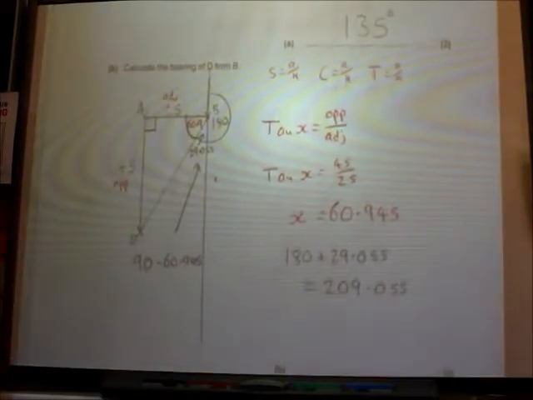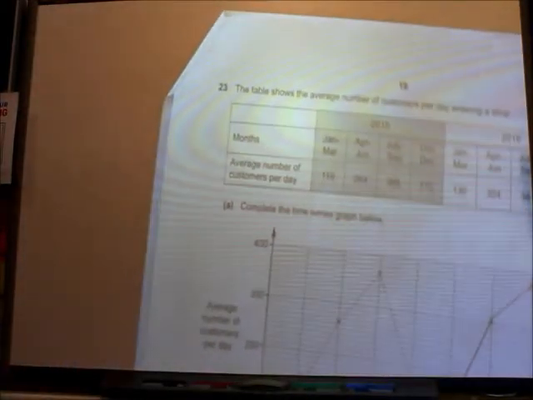It's really horrible, really fiddly, really nasty. But if you're good at trigonometry and you're pretty good at bearings, it's worth having a shot. Alright, we're getting near the end now, just 2 more questions to go.